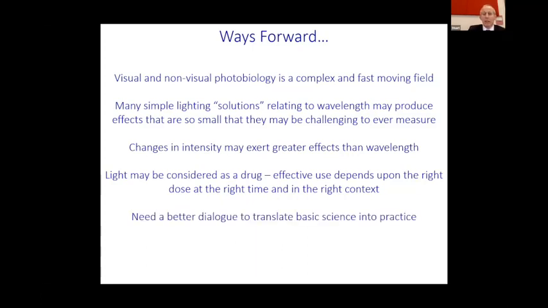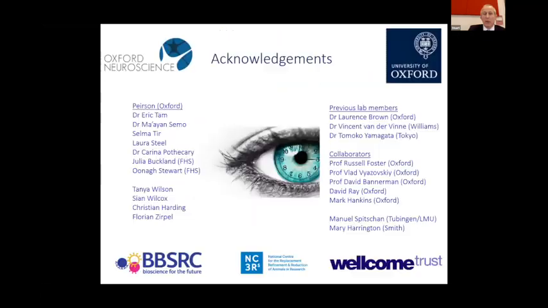And I think we also need a better dialogue between basic scientists and lighting engineers to translate these findings into practice. So with that, I just want to thank my lab and collaborators. Thank you for your attention.